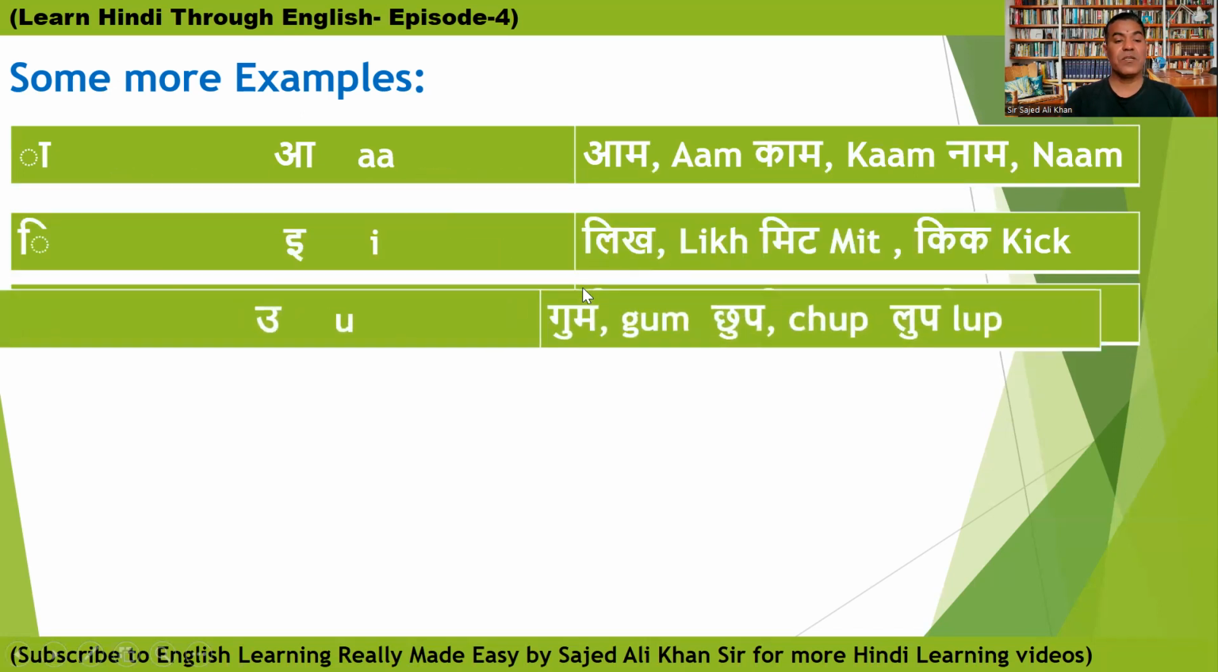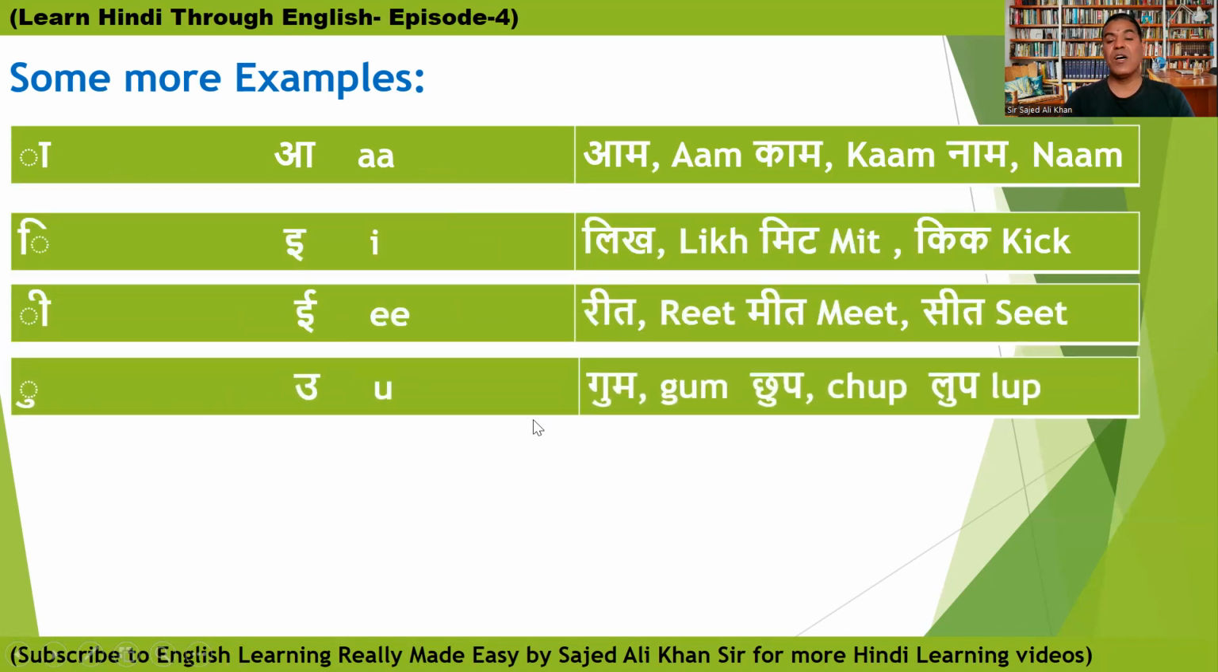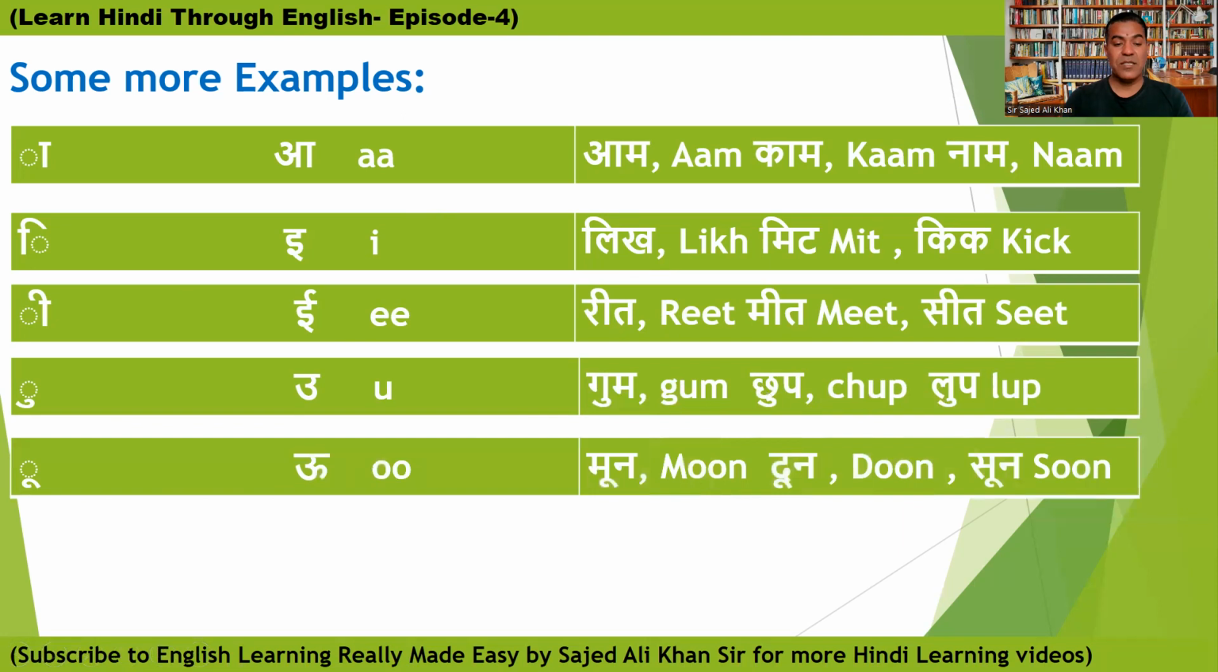Next is oo. This oo sound like gum. In English, we call it gum, but here we have to pronounce it gum, chup, loop. So here the sound is not dragged much. But in the next symbol, we have to drag the sound longer, like moon. We are dragging it, right? We are not saying goom, we are saying gum because the sound is not to be dragged. But here we have to drag the sound like moon, doon, soon.